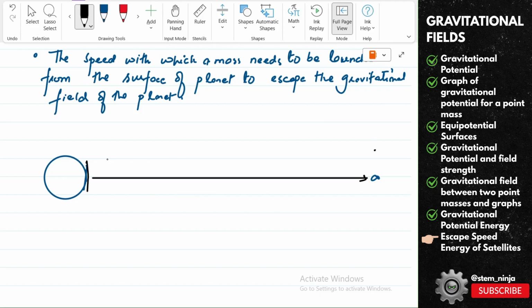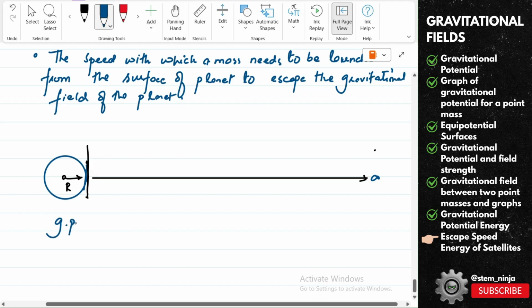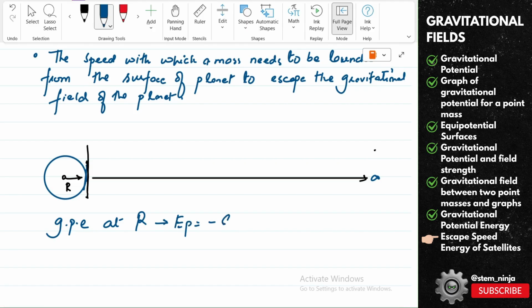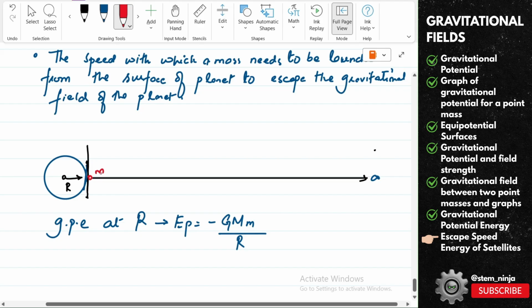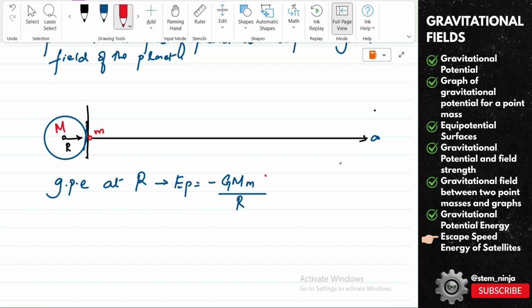We know the gravitational potential energy at this point. So from R, like the radius of the planet, the gravitational potential energy at this point at R, so the GPE at R is equal to minus GMM over R. So there is this mass M over here, and this is the capital mass, right? This represents the work done from infinity to that point R. This means that if we need to do work against the field, it would be the same magnitude but opposite in direction.